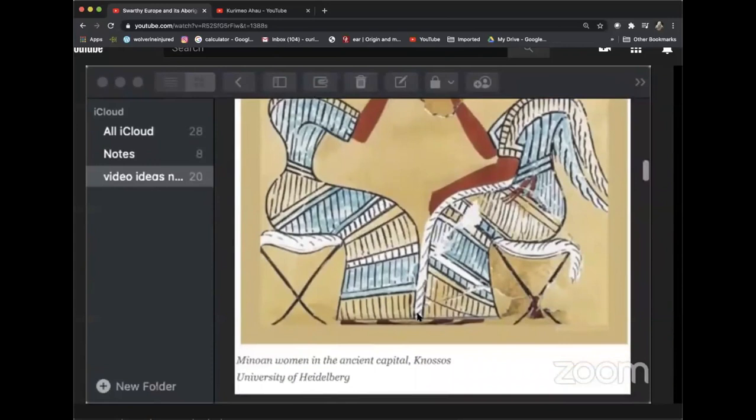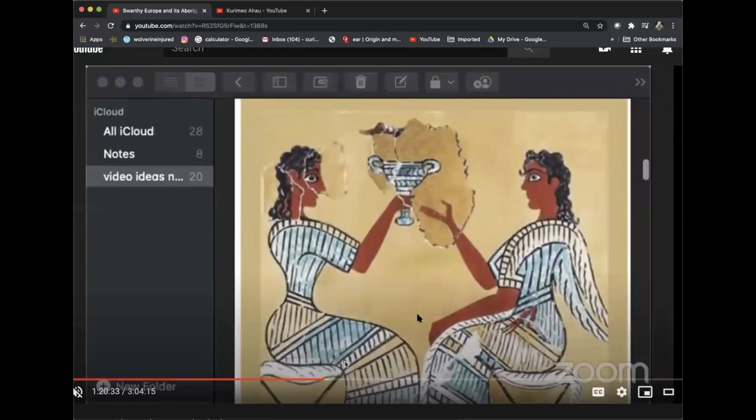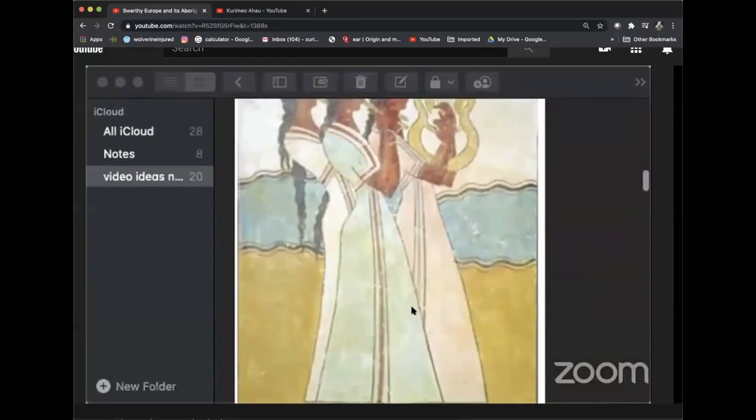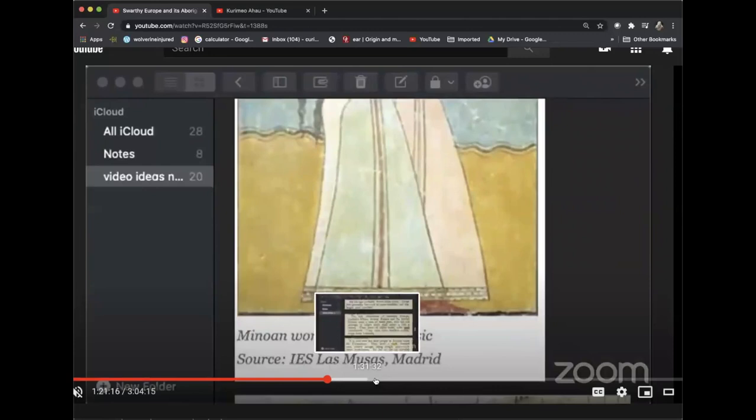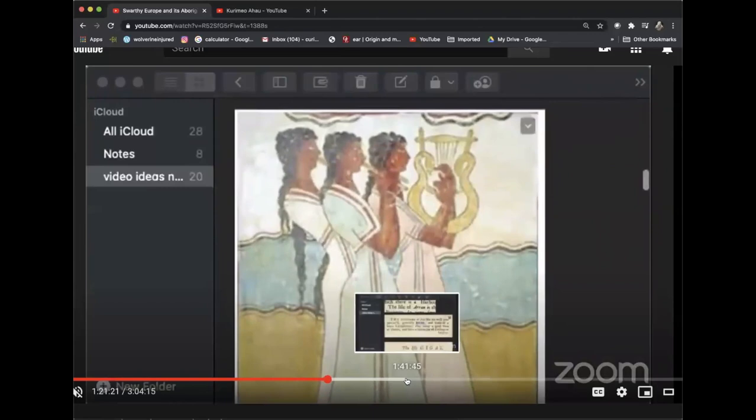All right, again, this is Minoans right here, and this is a good one of these three sisters. Look at that, look at their hair, playing music. It says Minoan. So a lot of information on this video. Again, just wanted to show some examples.